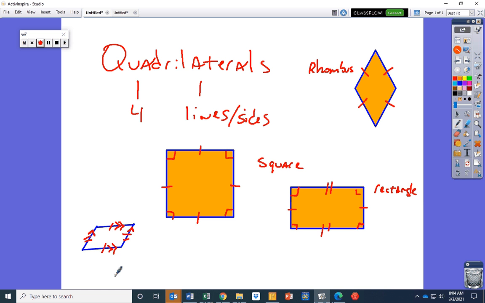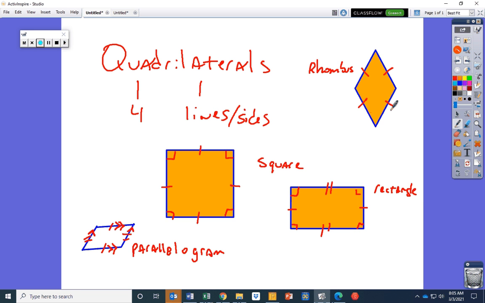Yeah, those sides are parallel. So when I see an arrow here, that means this side is parallel to this side. And I see two arrows here and two arrows here. What does that mean? Those two sides are what? Those two sides are parallel. So this, with all that parallel stuff, what do you think this is called? This has two sets of parallel sides. So this would be a parallelogram. Okay, parallelogram. All right, with me so far?